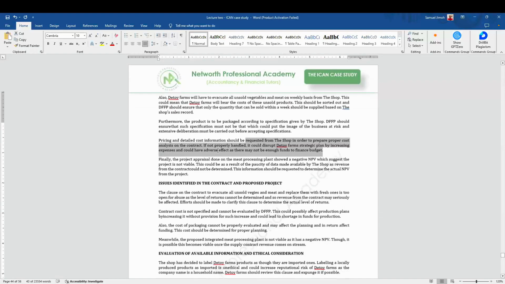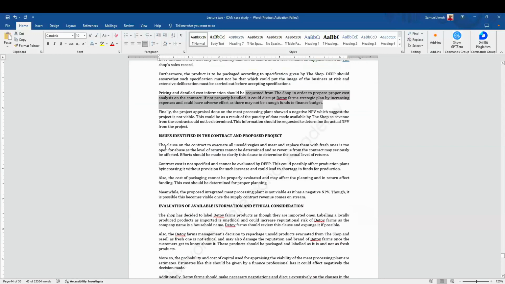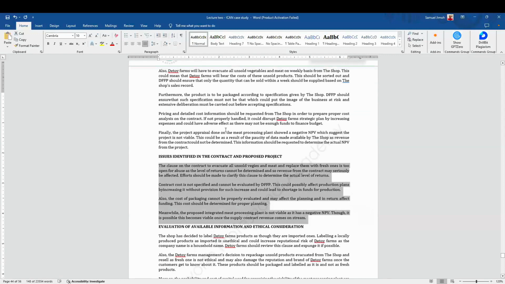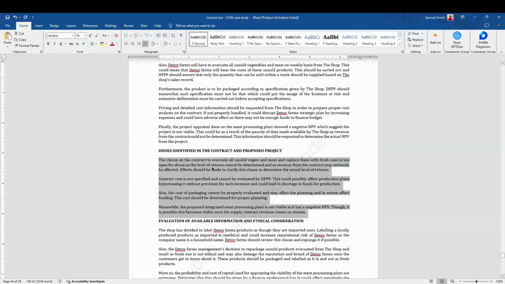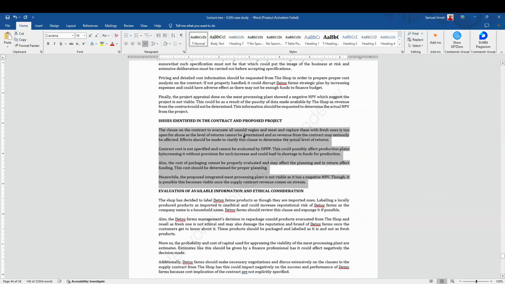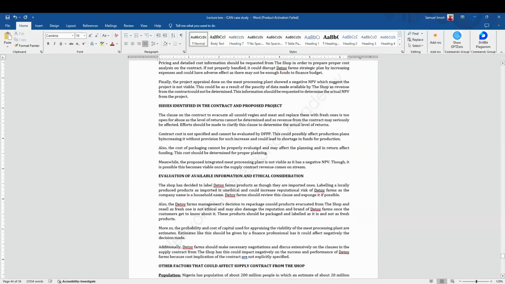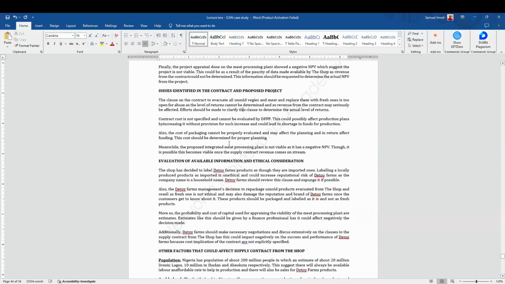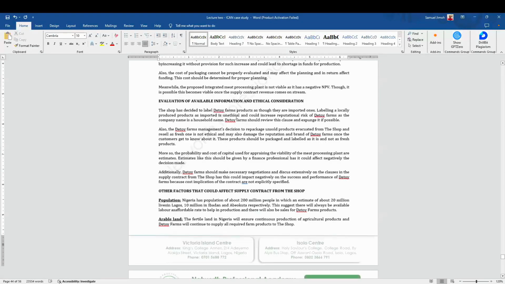So you discuss those issues you brought in earlier, right? That is that. Then once you are done, what are those other issues that you have not brought in? I mean, that you haven't discussed. So that is the issues and options. Okay. Then I brought in some other issues. Contract cost not specified, cost of packaging cannot be properly evaluated, and proposed implementation is not viable, right? So I brought in these other issues.